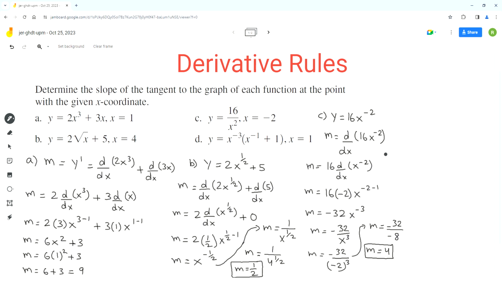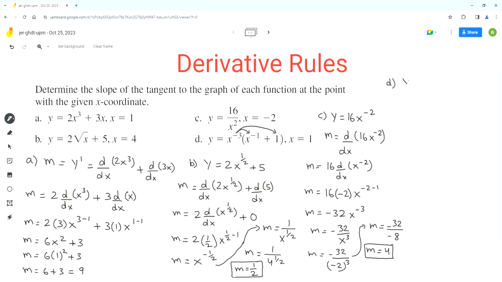So now we can analyze part D. Now in part D, we are given an expression in which we have x to the power negative 3 outside the parentheses and then x to the power negative 1 plus 1 inside the parentheses. So the first step here is to distribute x to the power negative 3 into the parentheses by multiplying each term in the parentheses by x to the power negative 3.